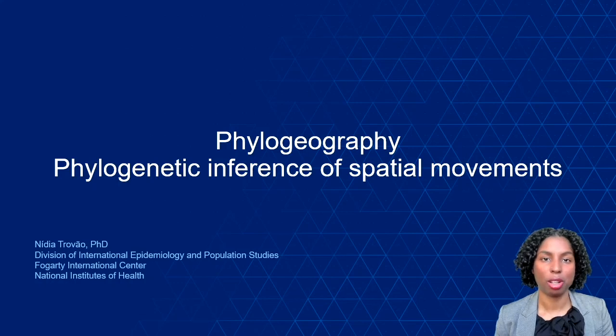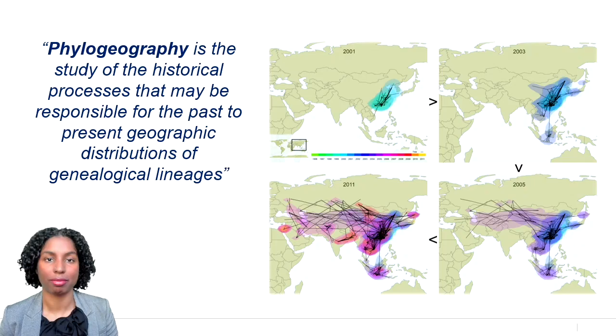In this session, we will cover phylogeographic models to elucidate the processes underlying the genetic diversity of populations in space and time. Phylogeography is the study of the historical processes that may be responsible for the past to present geographic distribution of lineages. Locations may be continuous, as in longitude and latitude, or discrete, like cities or countries.